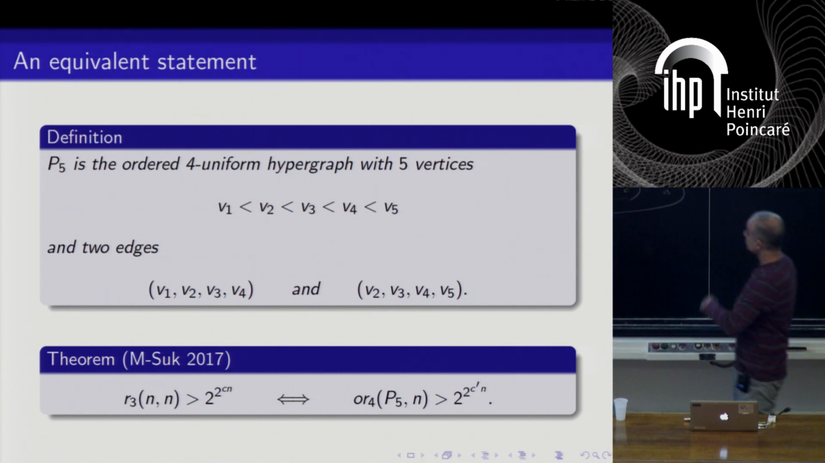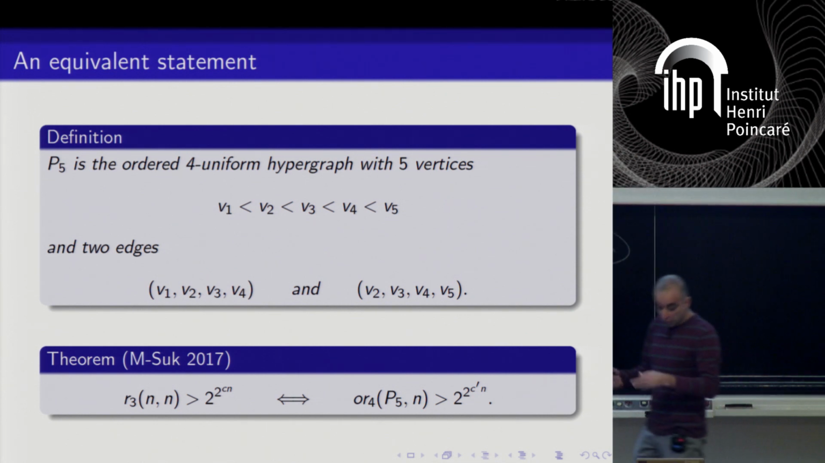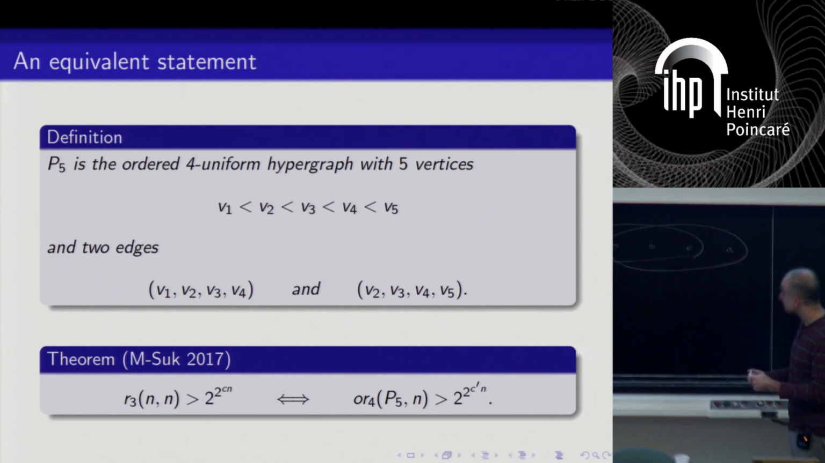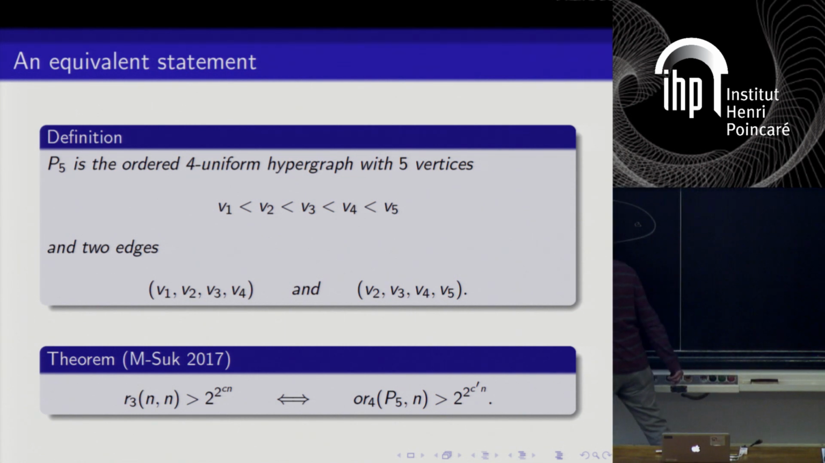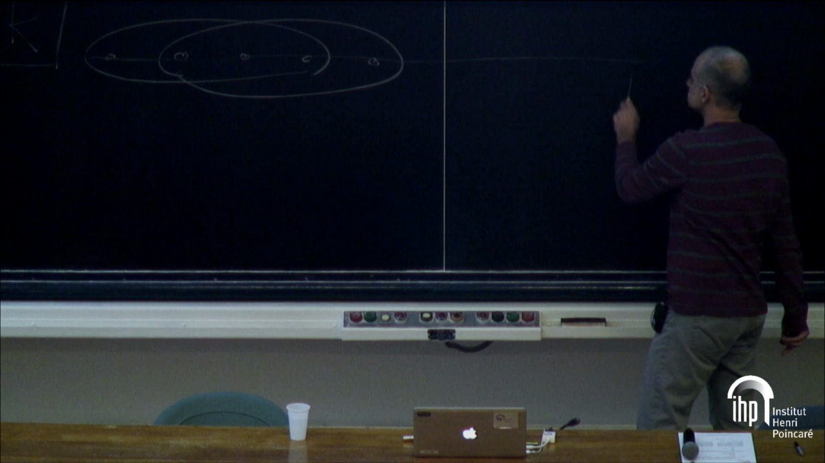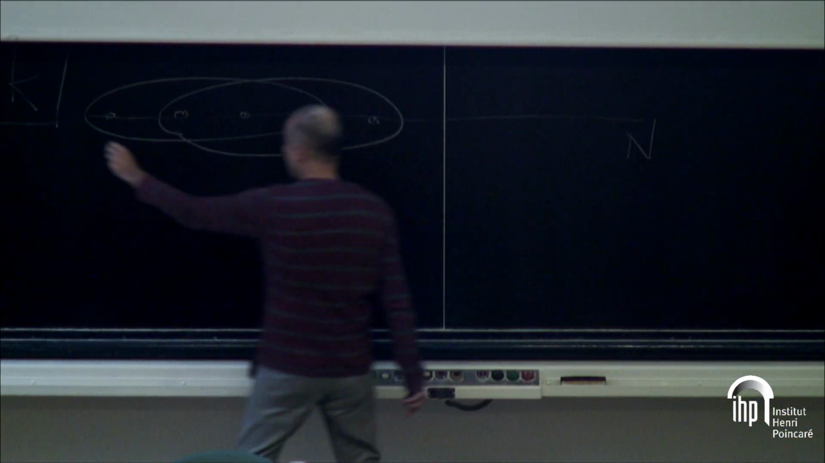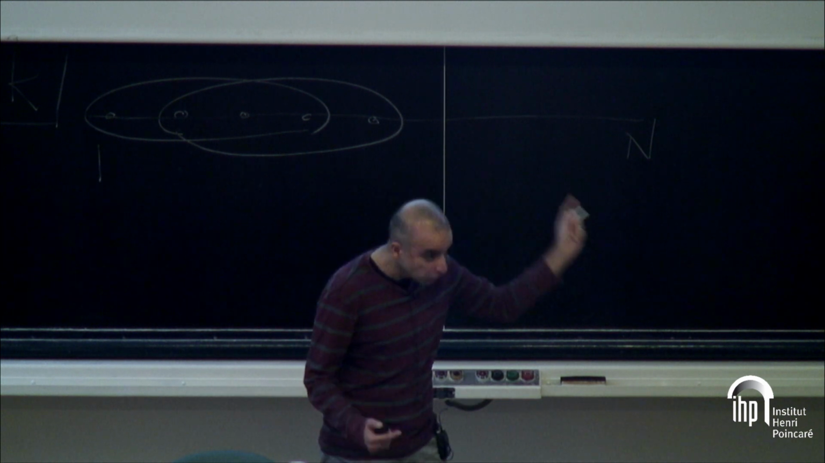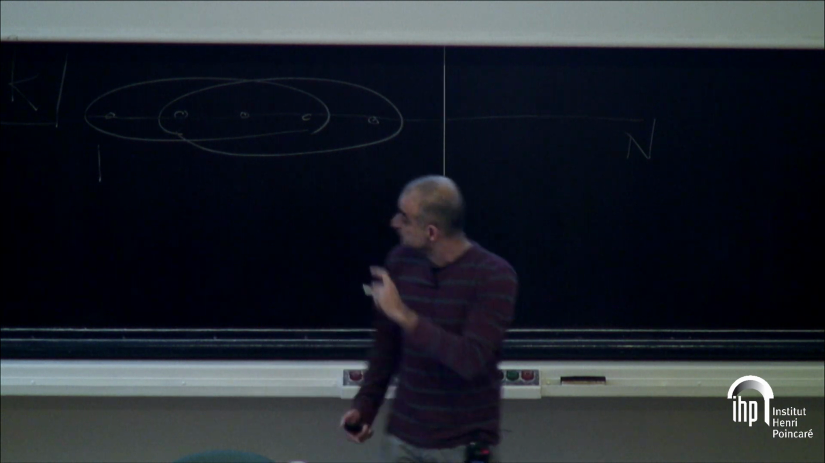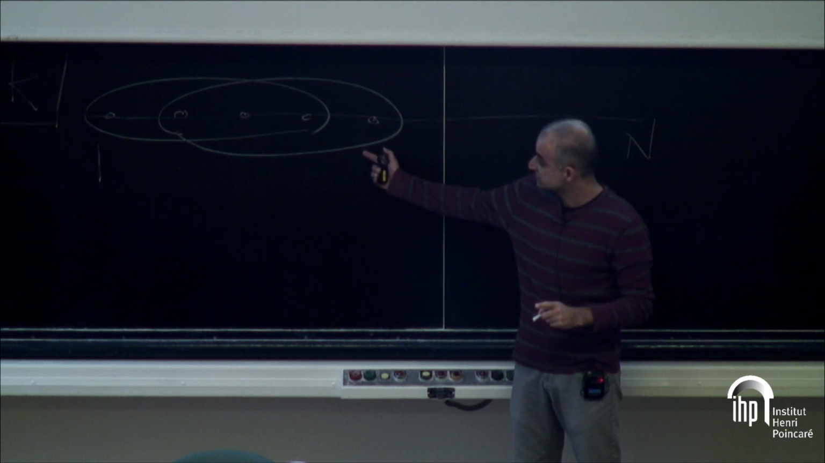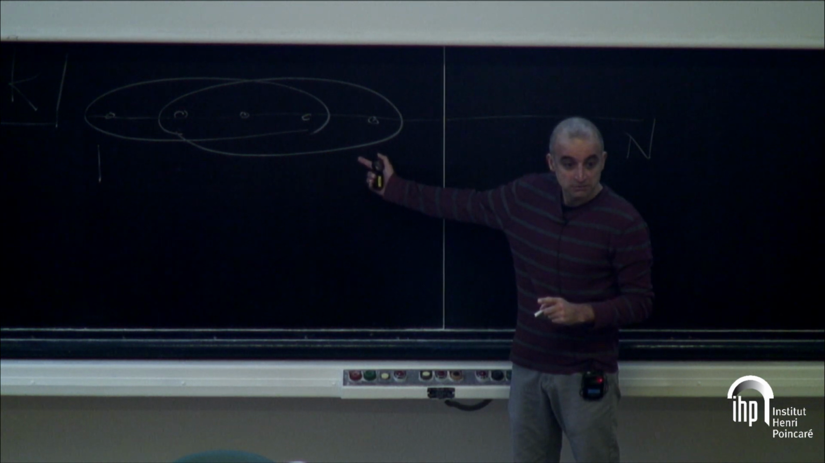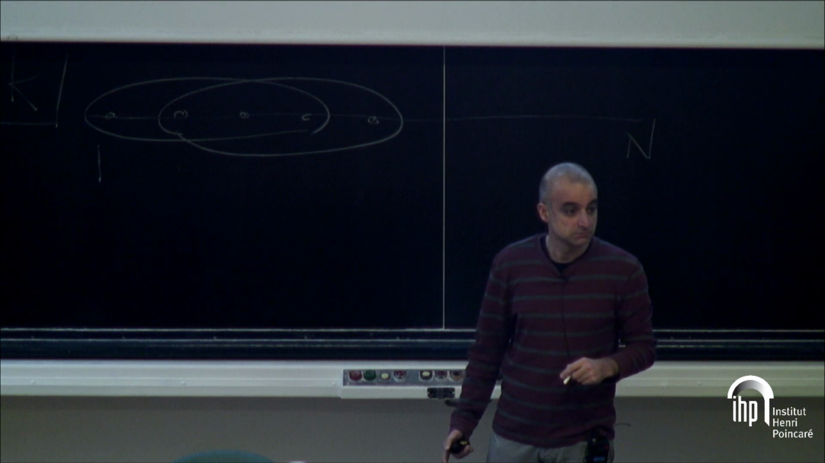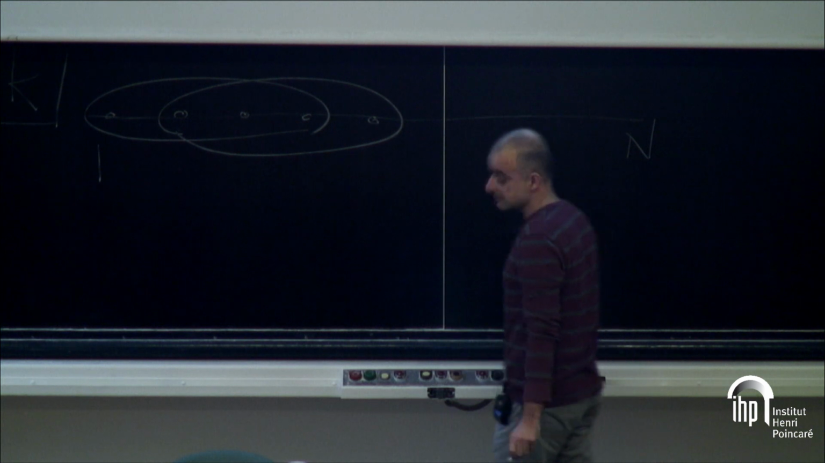And there's something called the ordered Ramsey number. Let me define it. The ordered Ramsey number, OR sub 4 of P5n, is the minimum capital N, where the n is vertices placed in a line, such that no matter how you red-blue color the 4-element subsets of the ordered n-element set, you either get 2 red edges that look like this, or you get a blue n clique. That's it. That's what this ordered Ramsey number is.